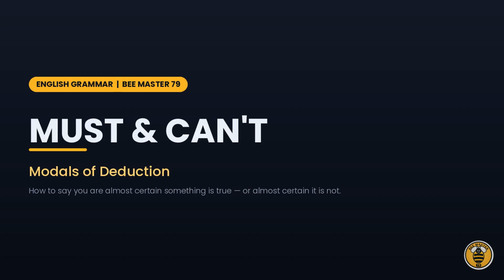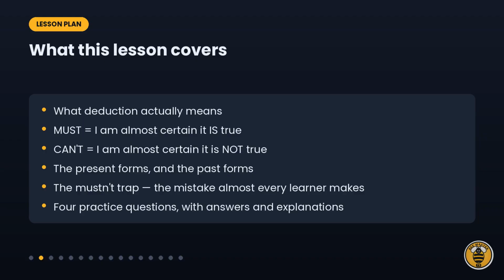Welcome to Beemaster 79. Today's lesson is about two modal verbs that English speakers use constantly to talk about certainty: must and can't. Together, these are called modals of deduction. Here is what we will cover. First, what deduction actually means. Then must for near certainty that something is true, and can't for near certainty that something is false. We will look at the present forms, then the past forms, then the biggest mistake learners make with mustn't, and we will finish with practice questions and answers.